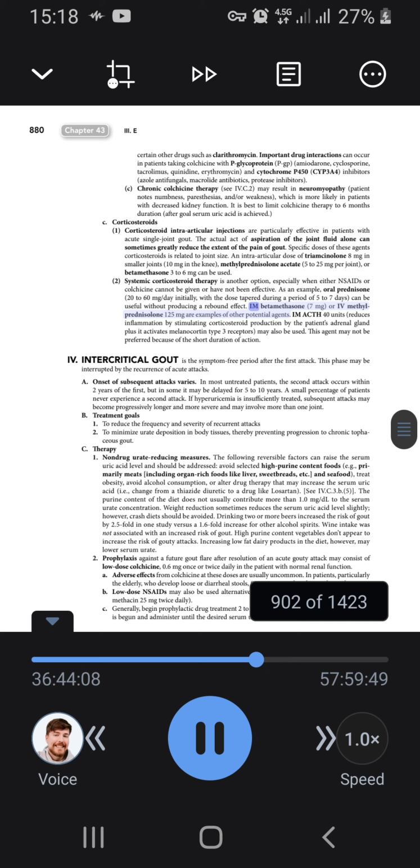IM betamethasone 7 mg, or IV methylprednisolone 125 mg are examples of other potential agents. IM ACTH 40 units reduces inflammation by stimulating corticosteroid production by the patient's adrenal gland, plus it activates melanocortin type 3 receptors, and may also be used. This agent may not be preferred because of the short duration of action.